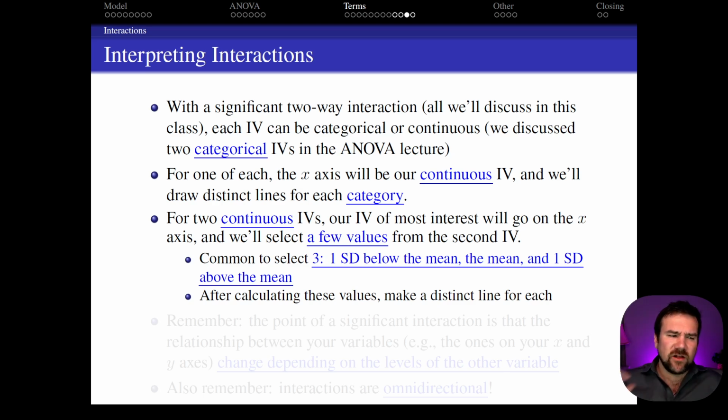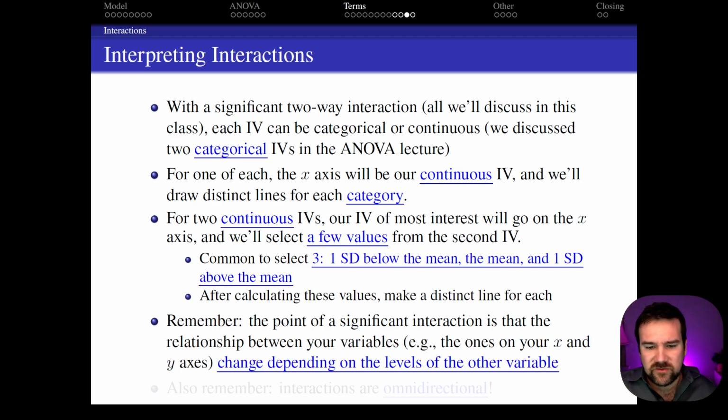After calculating these, I'll look at the x and y relationship for each of those 3. I'll have, again, 3 lines based on those 3 levels of the second independent variable. So remember, when there's a significant interaction, the whole point interpretationally is that the impact of one independent variable on the outcome depends on the level of the other.